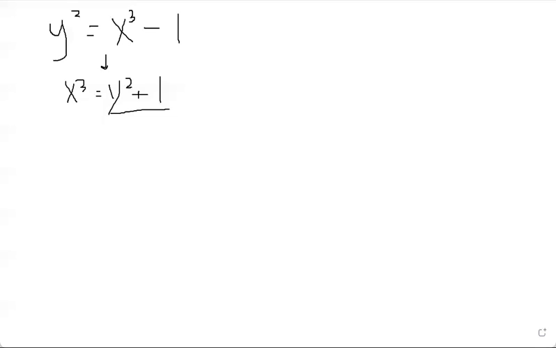So the key idea is that we can actually take this y squared plus 1 and factor it into something like y plus i times y minus i. Now, why does this work? This is a difference of squares, right? It's going to be y squared minus i squared, but i squared is -1, so it's just y squared plus 1. So we can factor this into this.